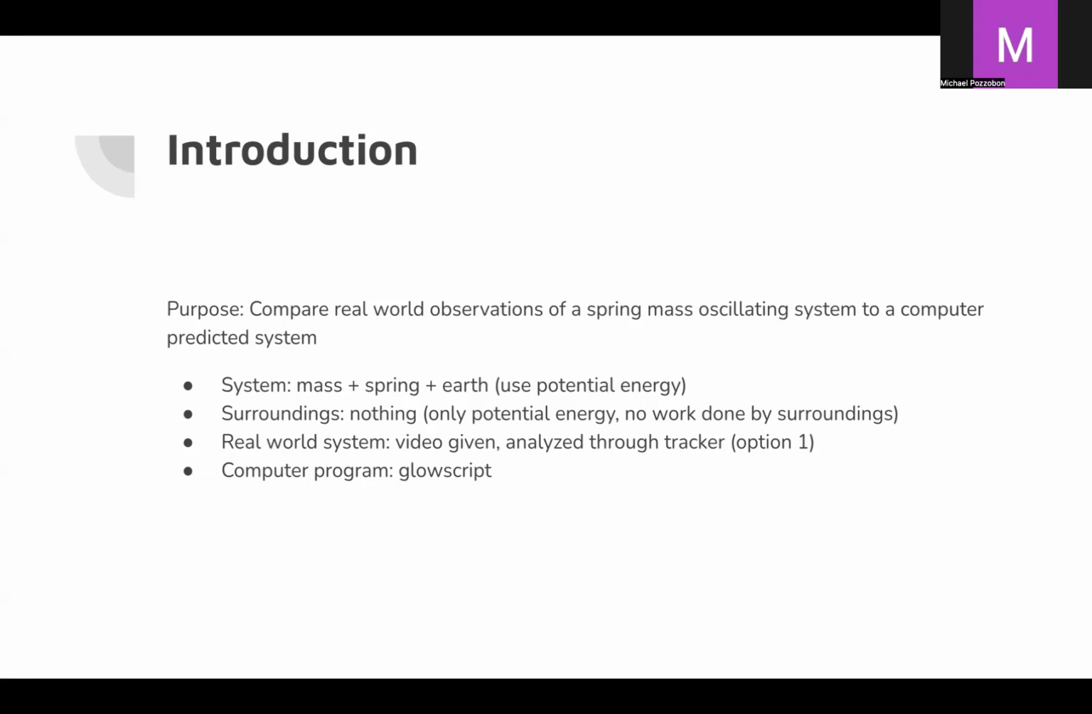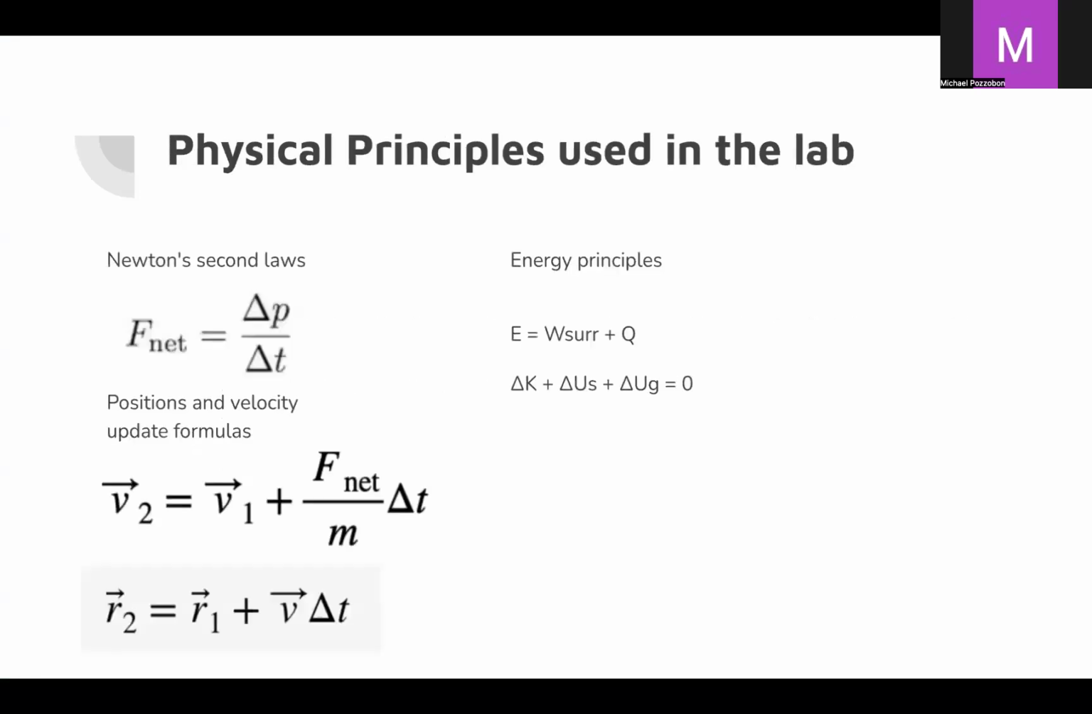The real-world system in our real-world part of the experiment was a video given and analyzed through Tracker, and this was option one. And the computer program was used through GlowScript. The physical principles used in this lab: Newton's second law in the form delta P over delta T, position and velocity update formula, and the energy principles in these two forms.